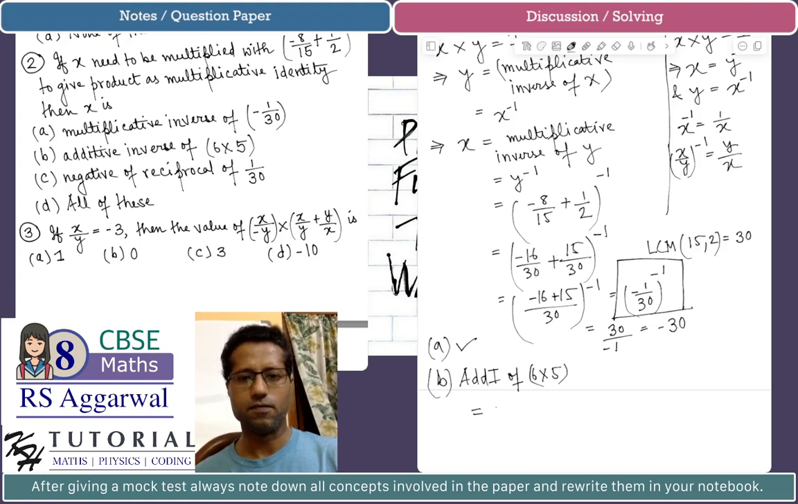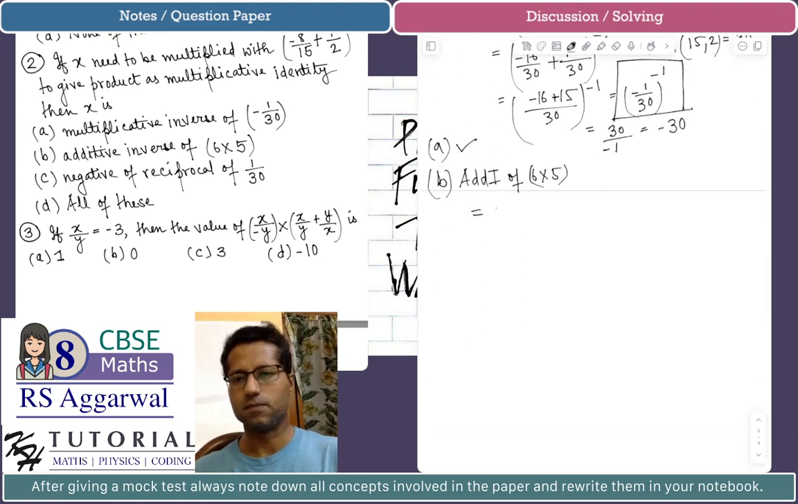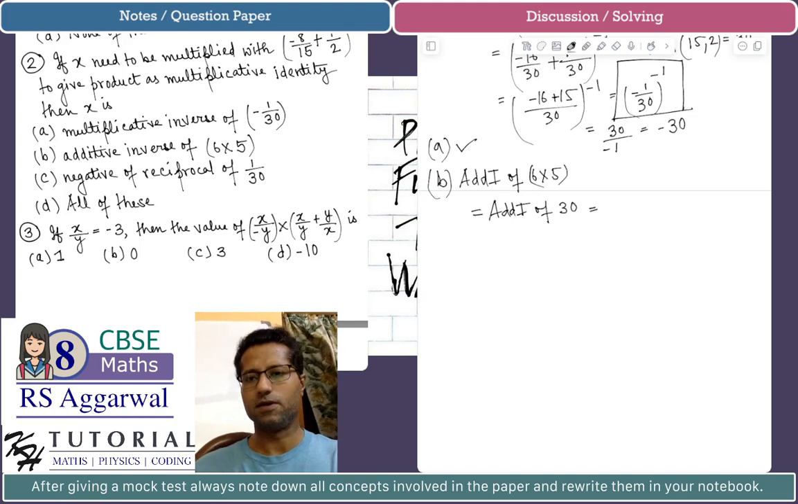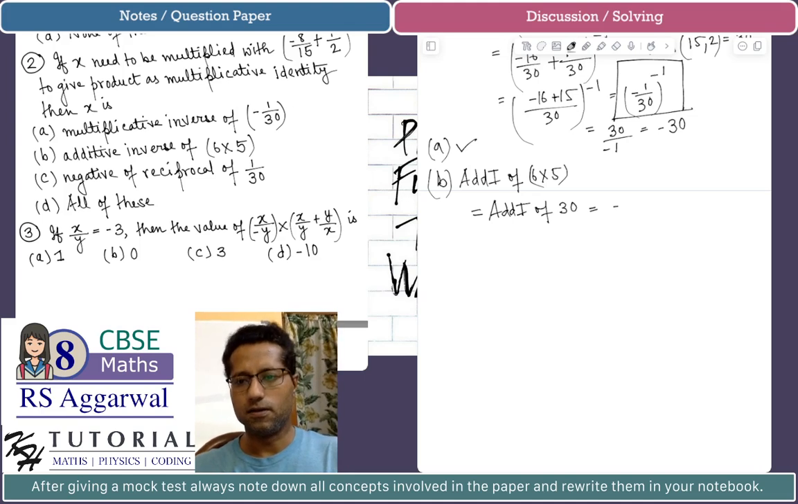Let me quickly check if everything is visible. Okay. So additive inverse of 6 multiplied by 50, that is additive inverse of 30. What is the additive inverse of a number x, any number x? You just negate the number, minus 30. So additive inverse of 30 is definitely minus 30. Okay.